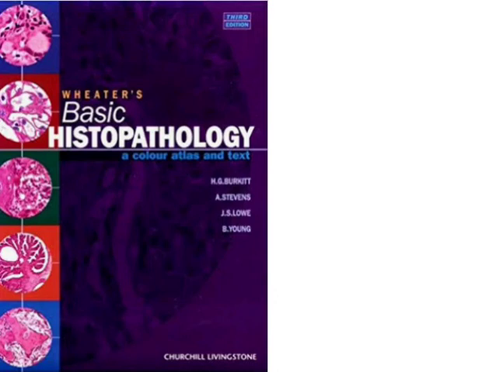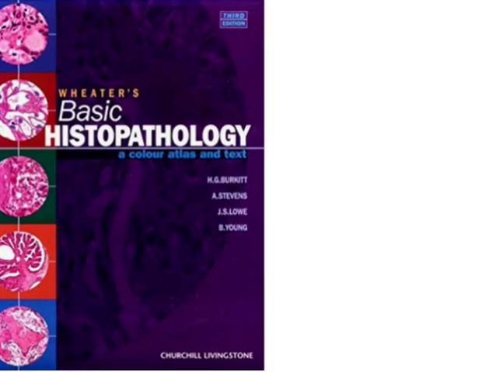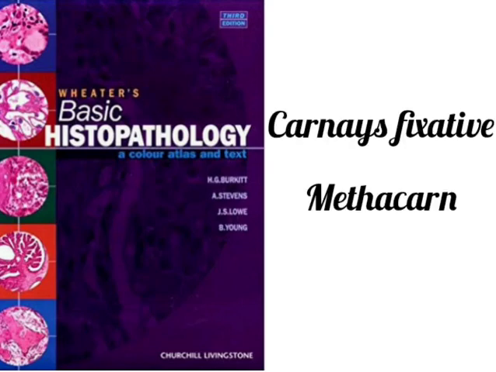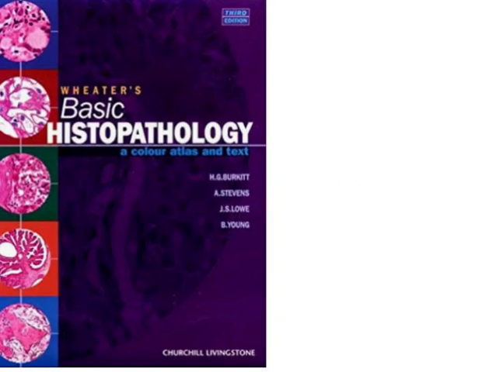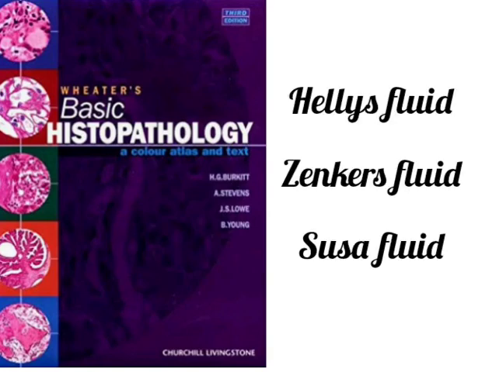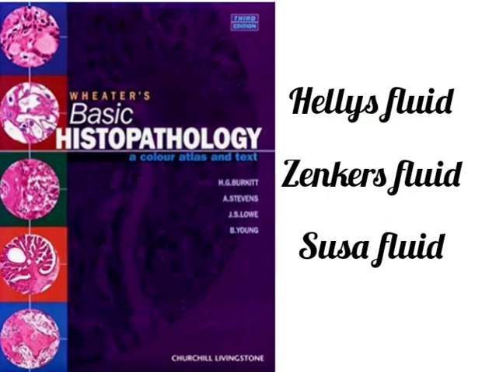Next question. Examples for chloroform containing fixative. The answer is Carnoy's fluid and metacarn. Next question. The mercury containing fixatives are. The examples for mercury containing fixative are Helly's fluid, Zenker's fluid, and Susa fluid. Helly's, Zenker's, and Susa fluids are mercury containing fixatives.